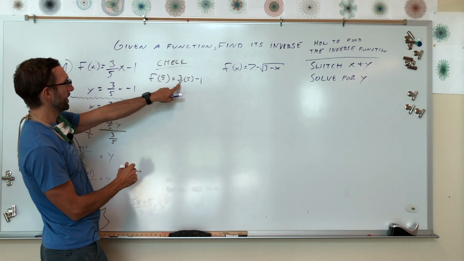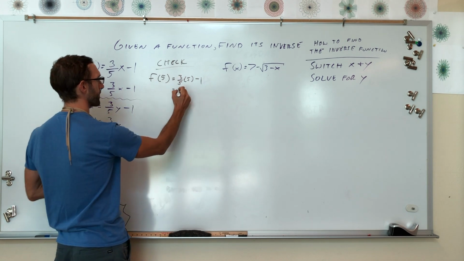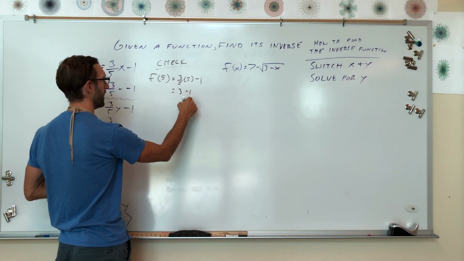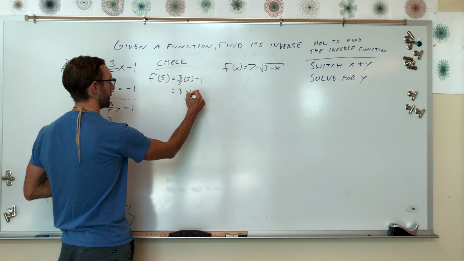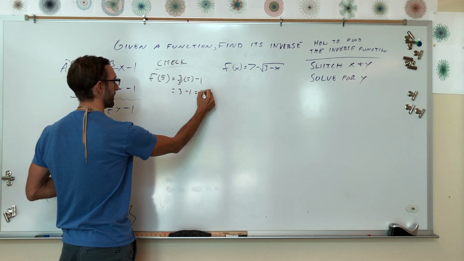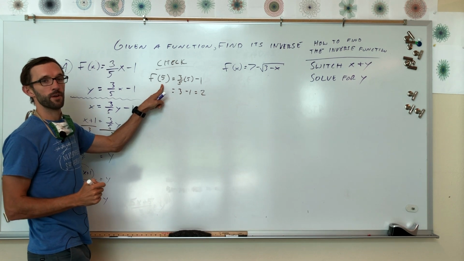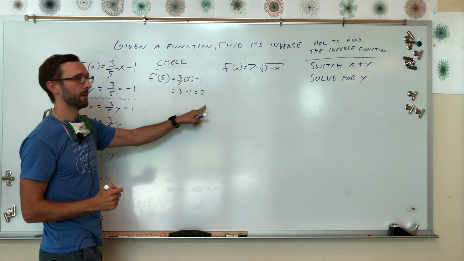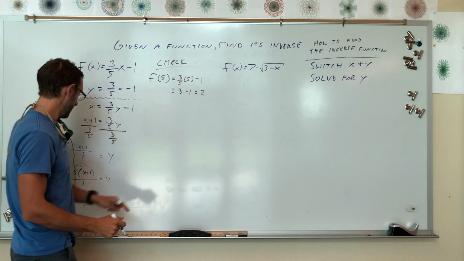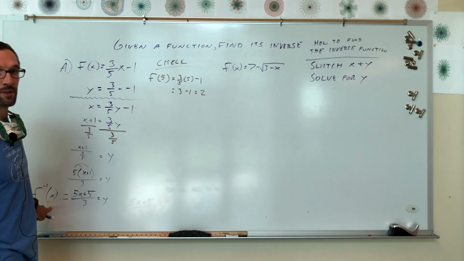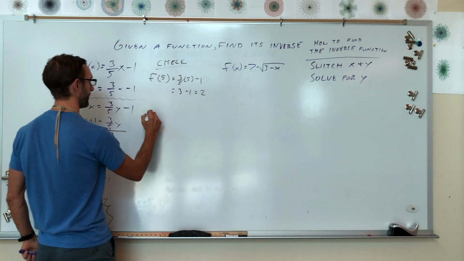So let's see. 3/5 times 5 is just 3 minus 1. If I know my subtraction, that should give us 2. So that means when we input 5 into our function, we get 2. So now let's take that 2 and substitute it into our inverse function and see what we get.